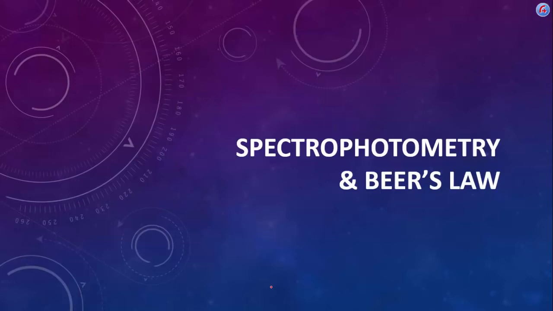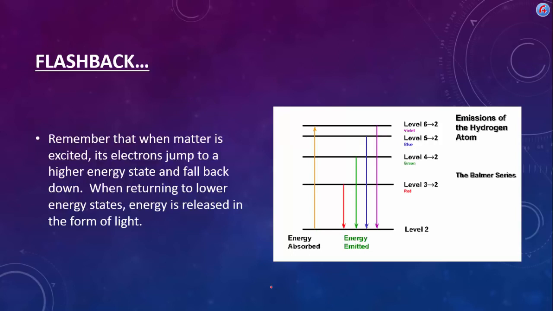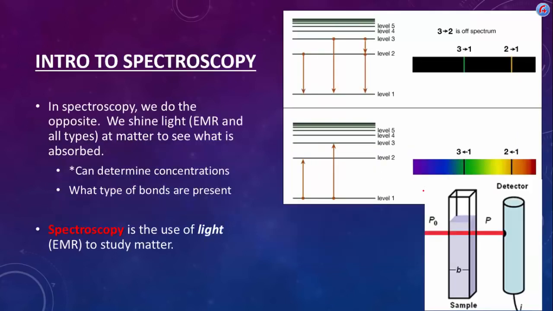Alright, welcome to our video on spectrophotometry and Beer's Law. So quick little flashback. Remember when we talked about electrons jumping up and down? When they fall down, they give off photons of light. Well, in spectroscopy, we're going to do the opposite.